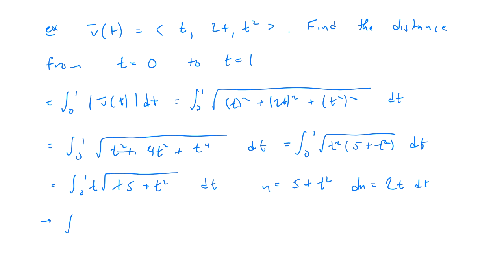I'll leave off the limits for now. And so we don't have the 2, so I'll divide through by it. I'll rewrite the square root. And I get that. As I said, I'll leave off the limits until we take the antiderivative. But if you want, you could get the full substitution when t is equal to 0, u is equal to 5. When t is equal to 1, u is equal to 6. So I can make those the new limits.